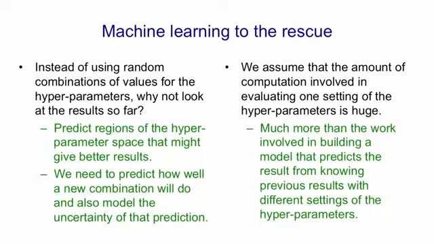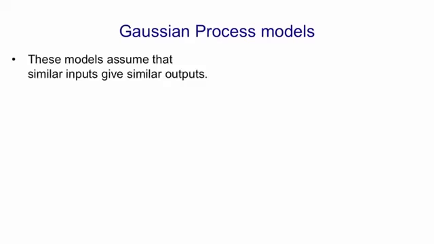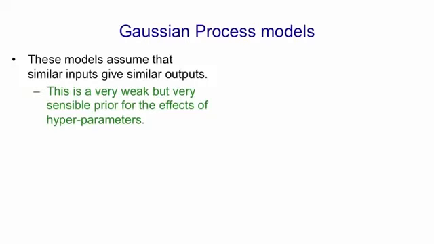So what kind of model are we going to use for predicting the results of future experiments? It turns out there's a kind of model I haven't talked about in the course called Gaussian process models. Basically all these models do is assume that similar inputs give similar outputs. They don't have any more sophisticated prior than that. But they're very good at using that prior in an effective way. So if you don't know much about what you expect hyperparameters to do, a weak prior like that is probably the best you can do.